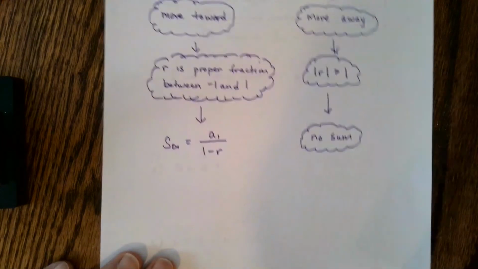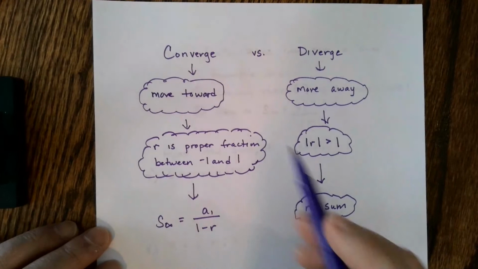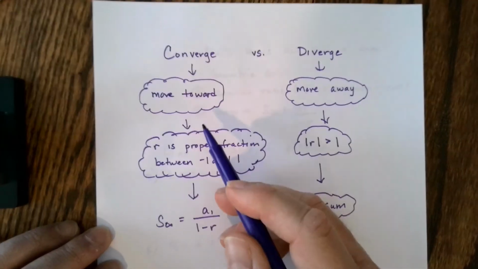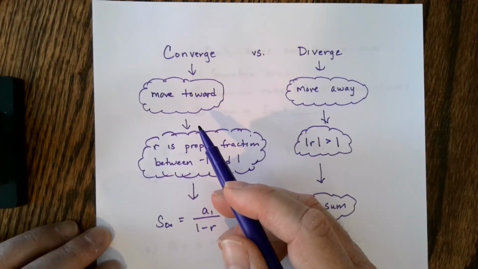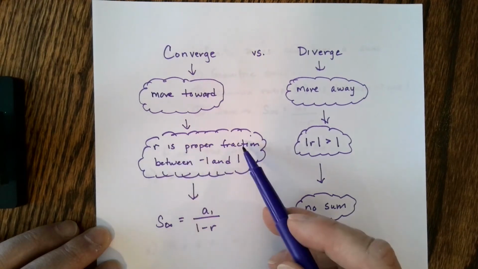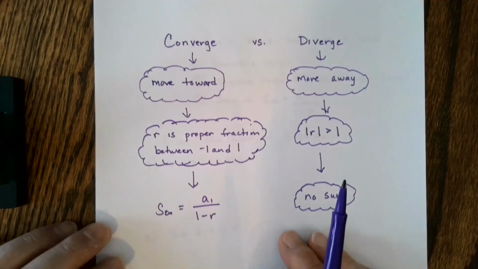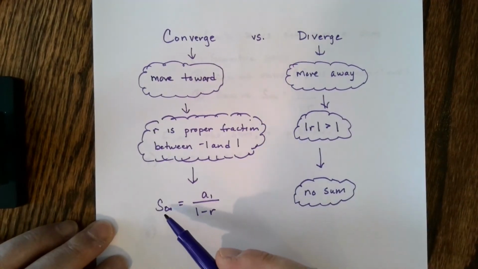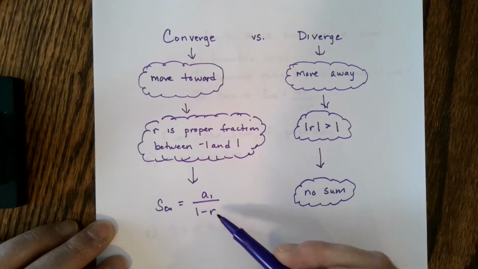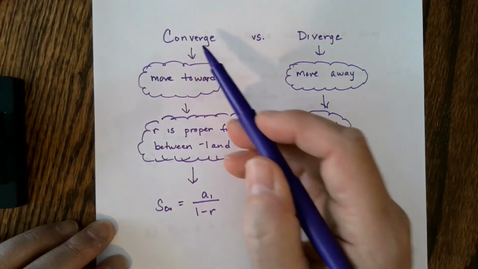The idea is very simple here. We're talking about two types of series. A convergent series basically means it moves towards, in this case, some value or sum. It happens because your common ratio is a proper fraction. It's between the values -1 and 1, and it has a sum formula: the sum of infinite terms is equal to the first term in that series divided by 1 minus the common ratio. So we can actually calculate the sum if our series is converging.